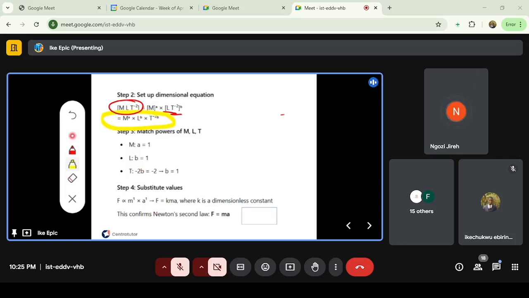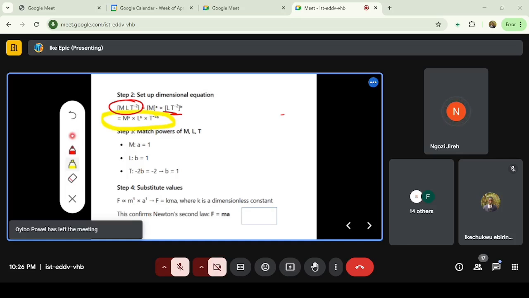So for L now, the power of L in the red circle is 1, while the power of L in the blue circle is b. So we can say that b is equal to 1, comparing the right hand side with the left hand side, the powers. So we can say that our b is equal to 1.